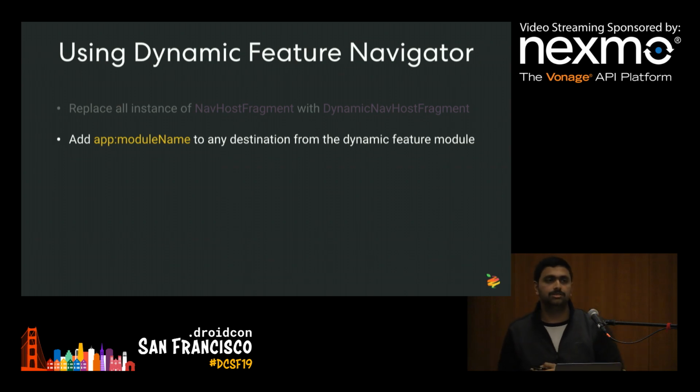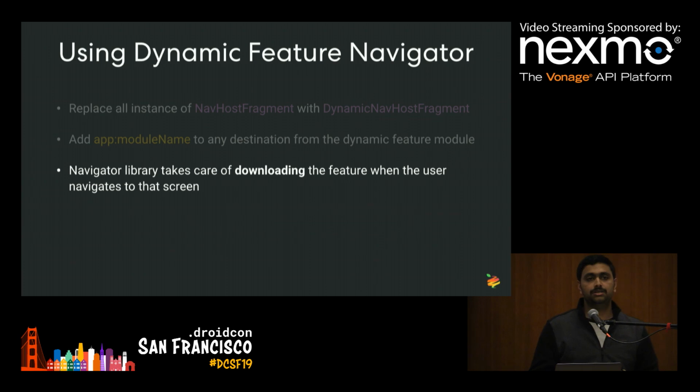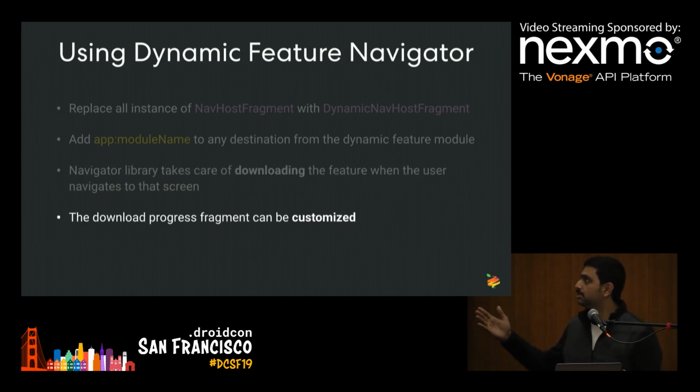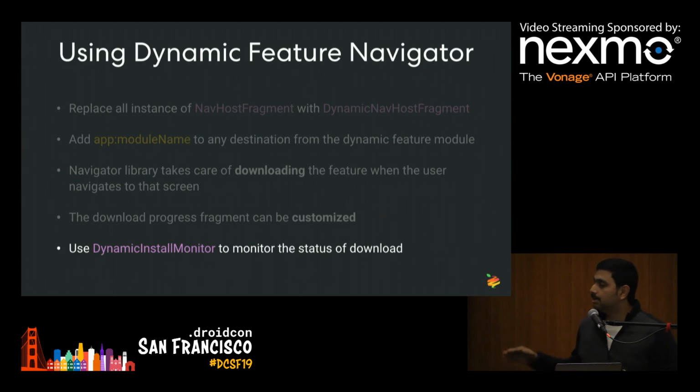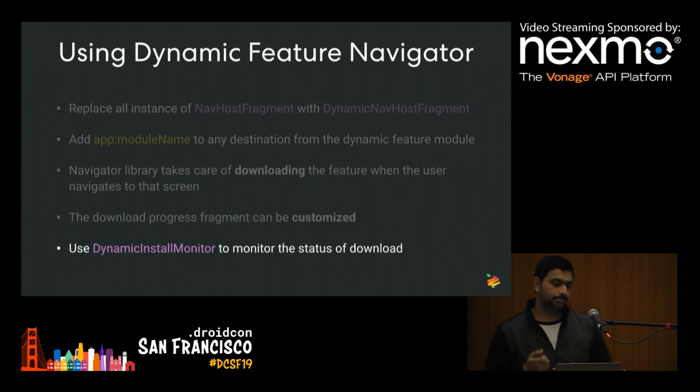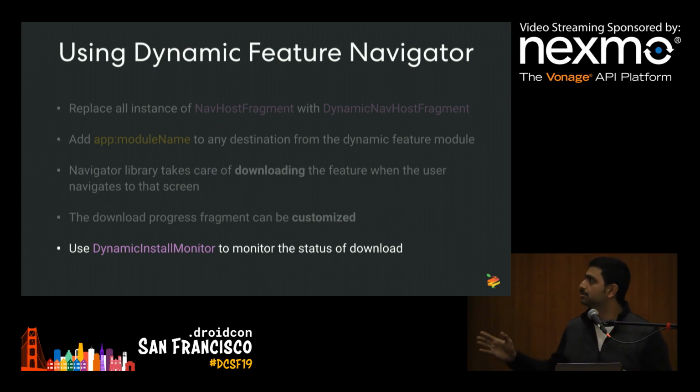So you just do these changes, and what happens is, when you navigate to one of the destinations in the dynamic feature module, the navigation library takes care of downloading that module from the Play Store for you. It shows a nice little progress fragment over there. The progress fragment, of course, is customizable as anything in Android. And you can also use DynamicInstallMonitor. That's a class where you can add a callback, and it provides you callbacks on whether the download is complete, whether the download has got any errors, or if you want to handle all the UI yourself, you can use DynamicInstallMonitor.